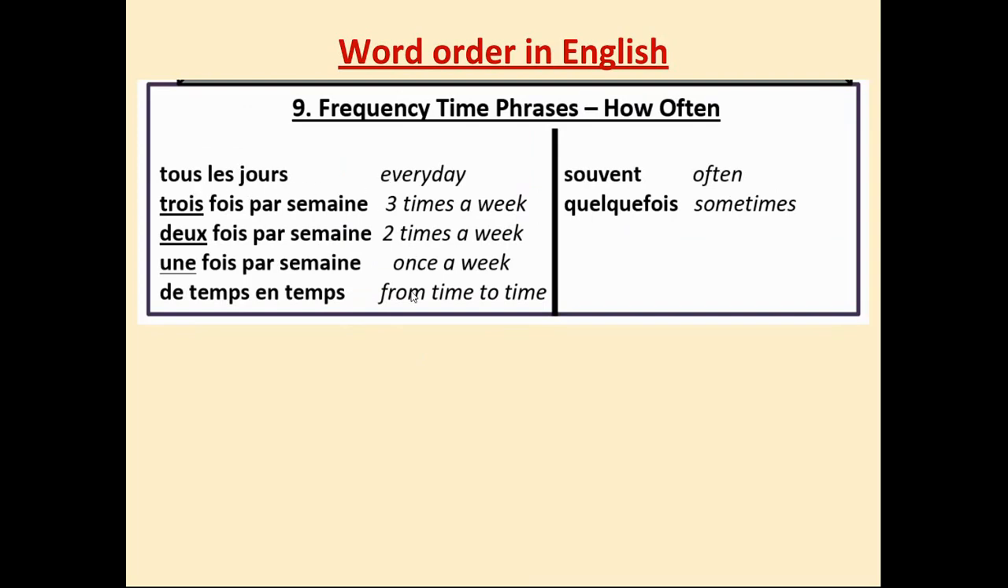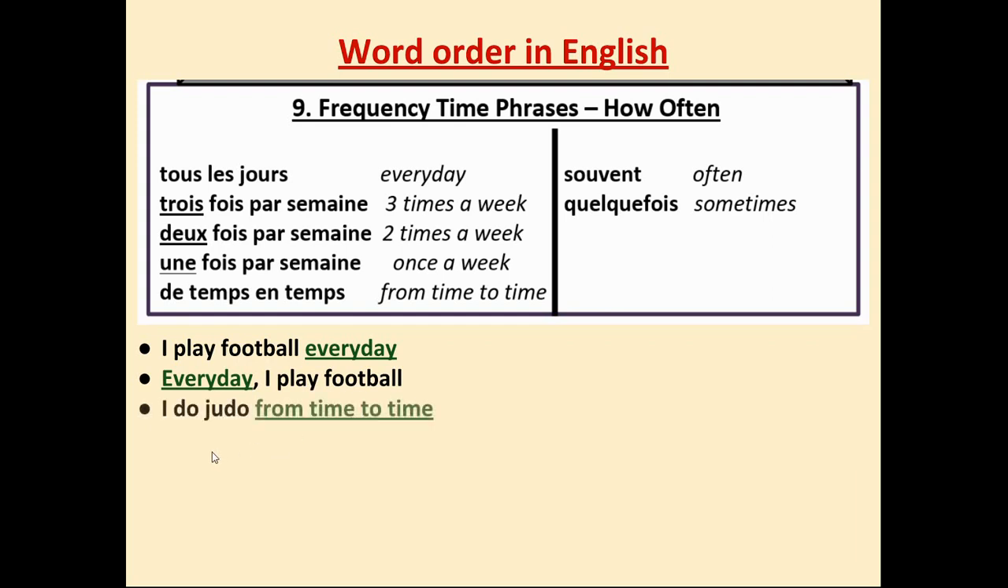Let's have a look at some examples of those words and where you would put them in the sentence in English. So words like every day, three times a week, etc. You might say, I play football every day. You might also say, every day I play football. Or you might say, I do judo from time to time. Looking at this, have a think about what our little rule in English for using those words would be. In English, we put those words either at the end of a phrase, after you've said your sentence or talked about the action, or before, so either at the start or at the end.